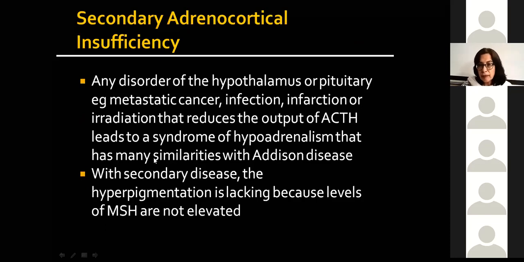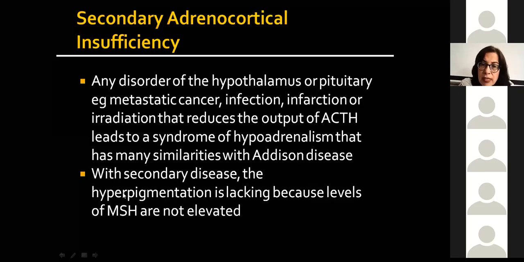Secondary adrenocortical insufficiency. Now, the adrenal is all right, but there is something other than the adrenal. Here again, the adrenal is stimulated by ACTH, and decreased cortisol stimulates the ACTH. So if there is secondary adrenocortical insufficiency, it means there is some problem in the pituitary or the hypothalamus, like metastatic cancer, infections, infarctions, or irradiation that reduce ACTH. This leads to a syndrome of hypoadrenalism that has many similarities with Addison's disease. The symptoms are almost the same, but you find that there is a decrease of ACTH causing the decrease of cortisol.